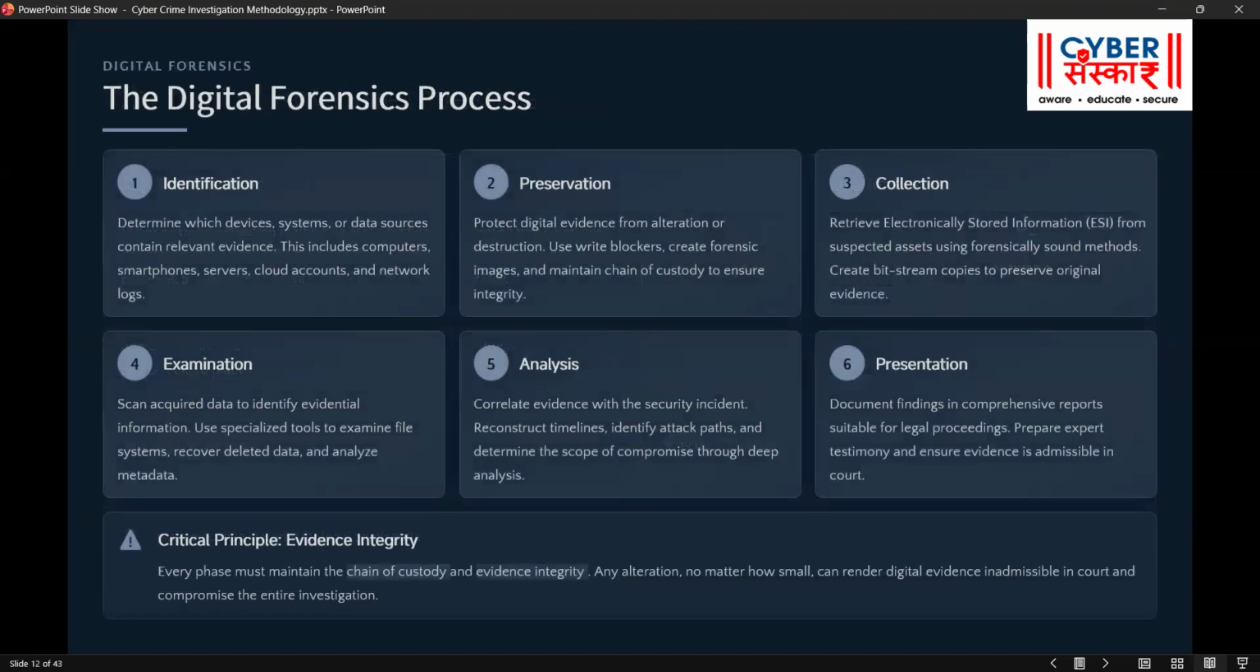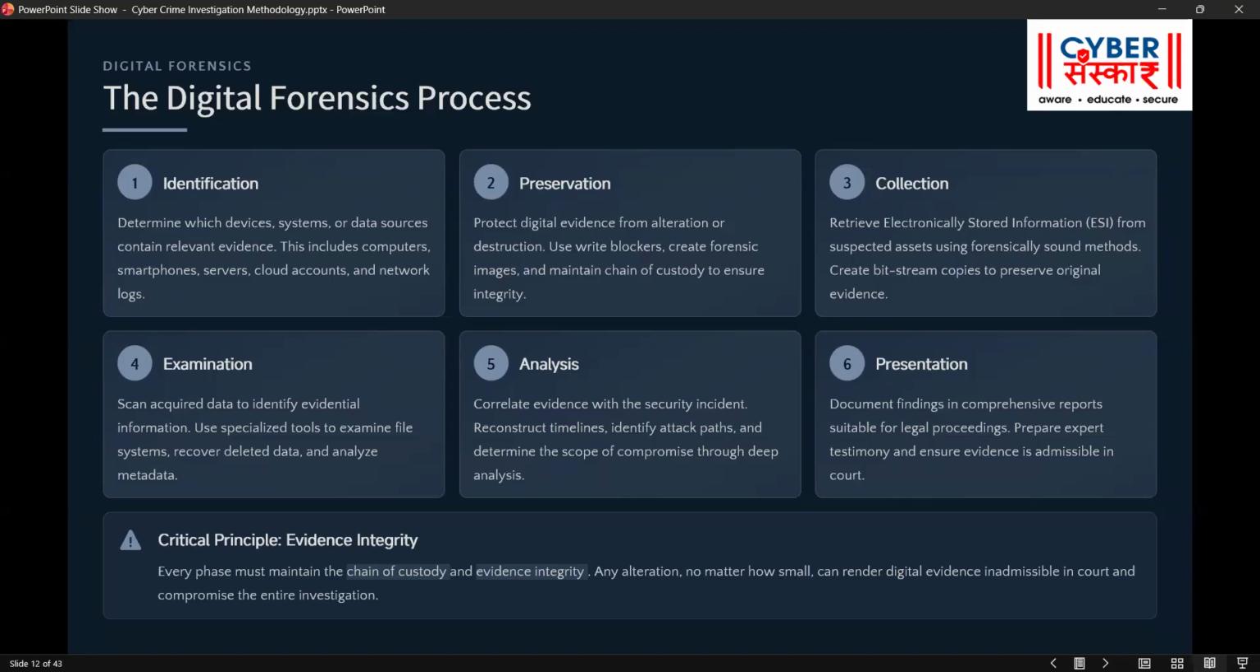Now, what is the process of digital investigation? The first step is identification. Like research work, where we identify the problem on which we have to carry out the research. Here, we determine which device, system, or data source contains the relevant evidence. This includes computers, smartphones, servers, cloud accounts, and network logs.